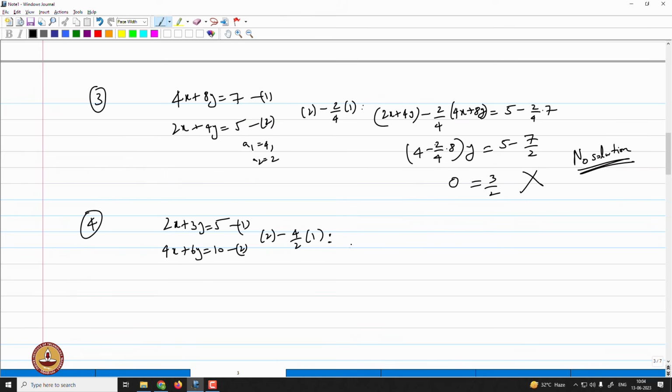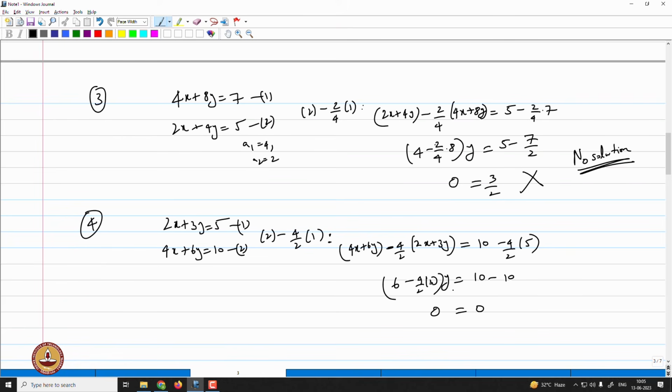So if you do this, you're going to get 4x plus 6y, I'm just doing it laboriously, I guess you can do it much faster than me, minus 4 by 2 times (2x plus 3y) equals 10 minus 4 by 2 times 5. So here another interesting thing will happen. X will cancel. Okay. And guess what happens to y? Y minus 4 by 2 times 3 times y, and this is 10 minus 10. So guess what you get here? 4 by 2 is 2, 2 times 3 is 6. You get 0 equals 0, right?